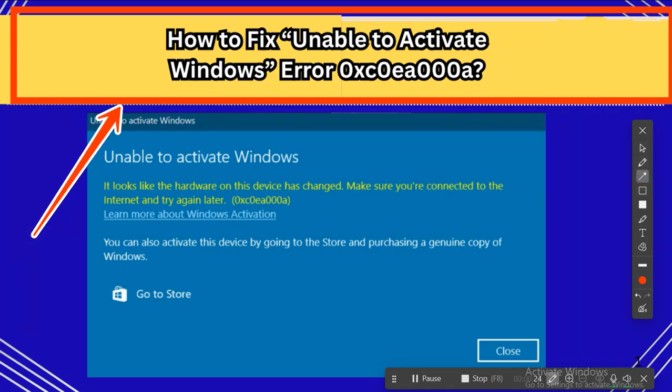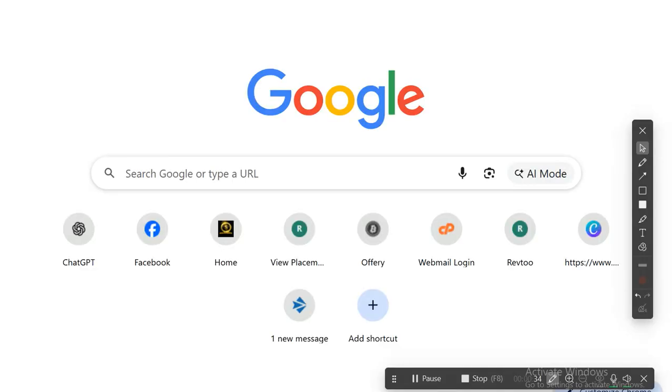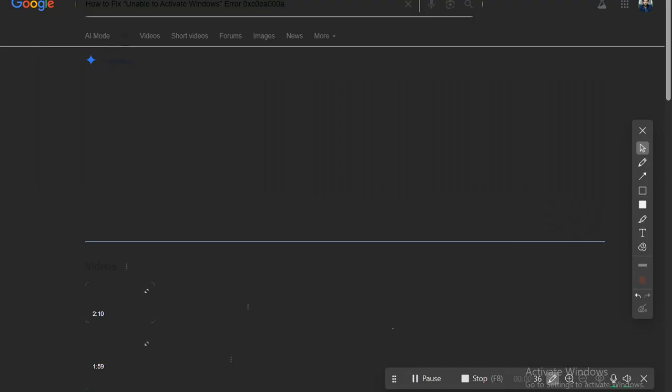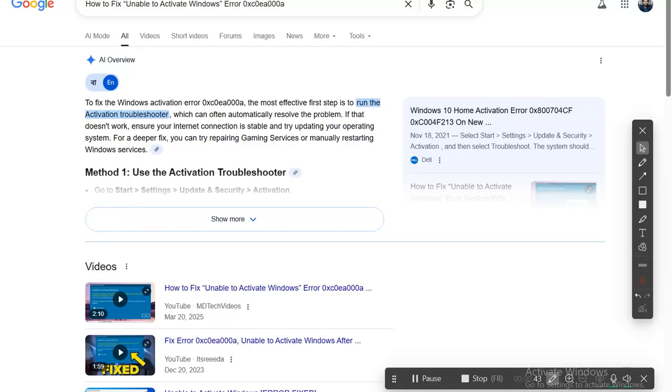The real reason this error happens is simple. Your activation servers can't be reached, your digital license is out of sync, your system files are corrupted, or Windows thinks your device ID doesn't match your license. Most YouTube and Facebook fixes are long and complicated, but the real solution is much easier.